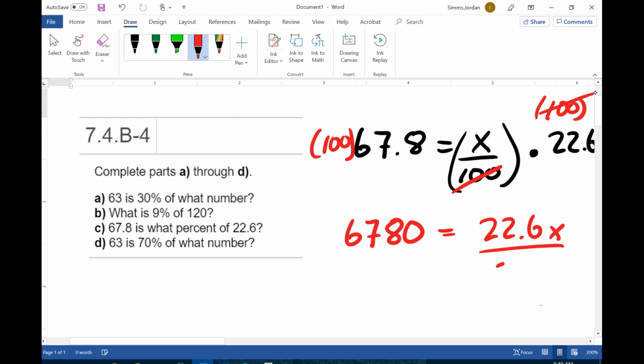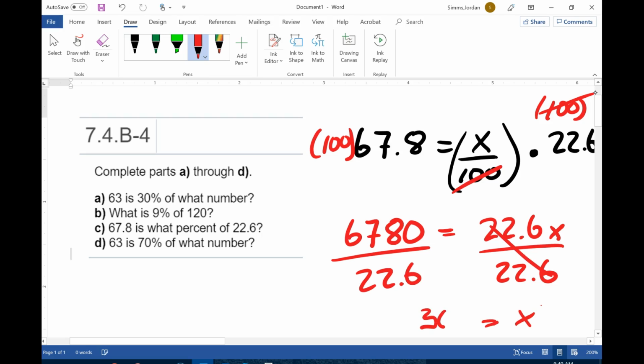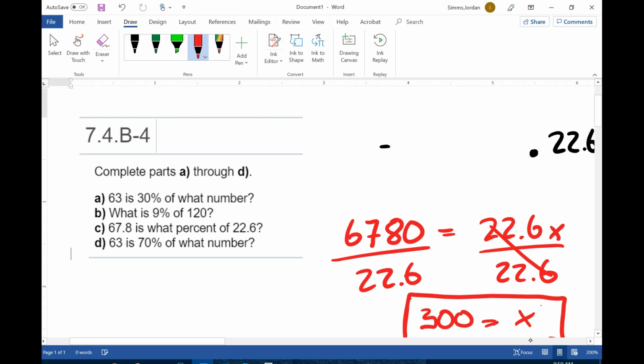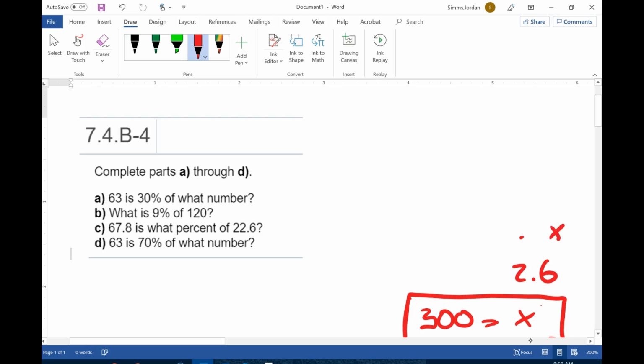22.6x, right? Now we'll divide both sides by 22.6, and that should come out to about 300, right? So 300% is what we're looking at right there. So that's the play, buddy, pretty much. D is similar to a previous one, nothing really too crazy there. We can take a look at it though.